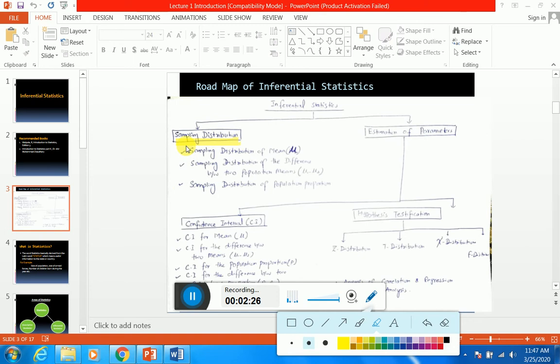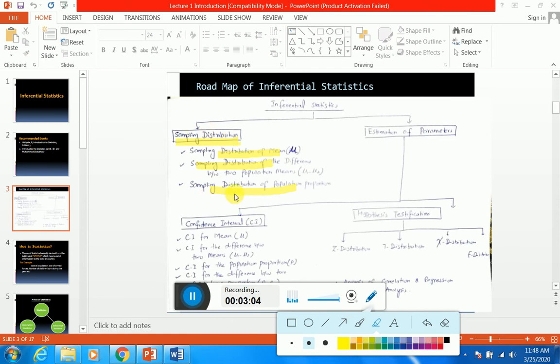Under the sampling distribution, we will cover, inshallah, three topics. First, the sampling distribution of the mean, the population mean, because these are the parameters. Then the sampling distribution of the difference between two means, mu1 minus mu2. And the third is the sampling distribution of the population proportion, that is population P. Once we complete these three topics, we will complete our sampling distribution section.